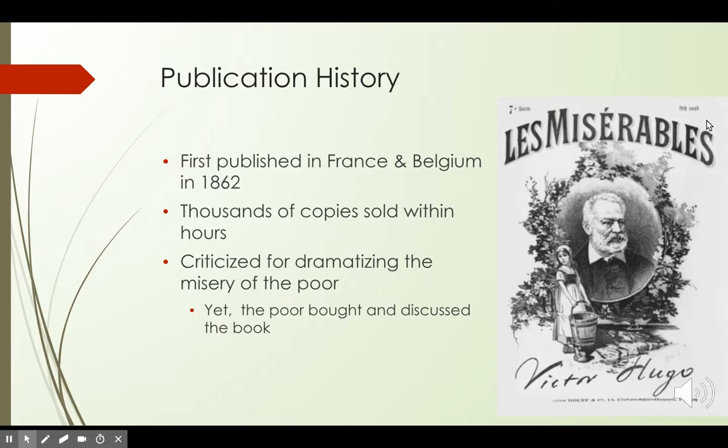However, even though the book was wildly popular, there are always critics. These people said that Victor Hugo was dramatizing the misery of the poor. What does that mean? It means that people thought he was making the poor's lives almost like a TV show, dramatizing it and making it seem better than it was. In other words, he was not giving an accurate depiction of the poor's lives. However, even with this criticism, the poor still bought this book in droves and discussed it quite a bit, so it was popular even among them.